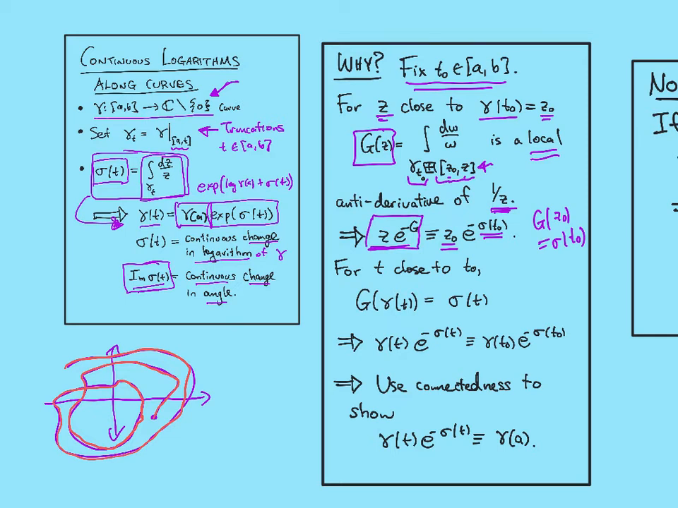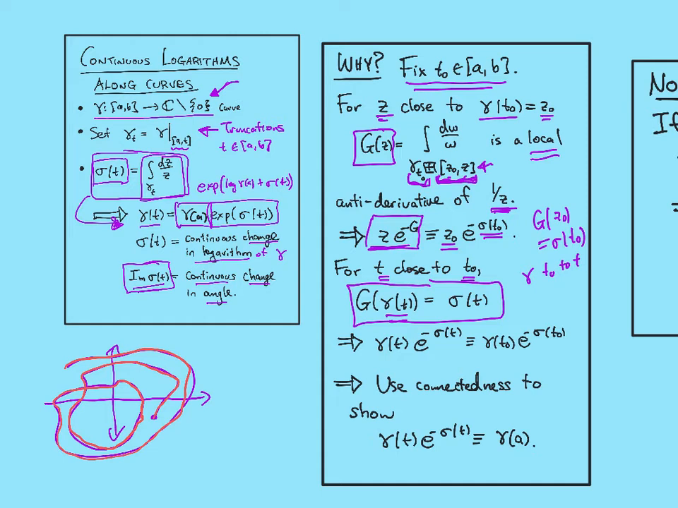And so this does exactly what we want. So for t close to t naught, I can put gamma of t into g, and I'll be following a curve from gamma of t naught and then z naught to gamma of t. Since this tiny piece of the curve will be homotopic to a tiny piece of the curve gamma, where t goes from t naught to t, we get that our g matches up with sigma of t.